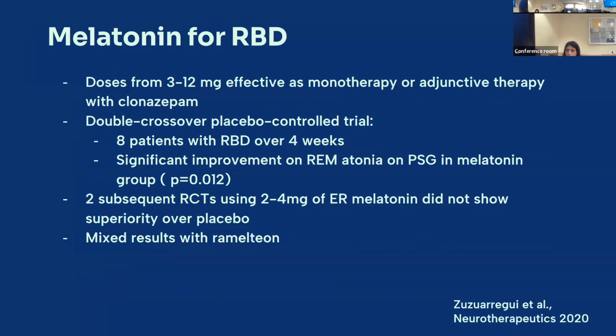And then melatonin for RBD, this is also commonly seen. Doses from 3 to 12 milligrams have been seen to be effective as monotherapy or adjunctive with clonazepam. A double crossover placebo-controlled trial was done, showing 8 patients with RBD over 4 weeks, and they had significant improvement in REM atonia on PSG in the melatonin group. Two subsequent RCTs used 2 to 4 milligrams of extended release melatonin and did not show superiority over placebo. So that greater dose seems to be what works best. And then there seem to be mixed results with the use of Ramelteon.